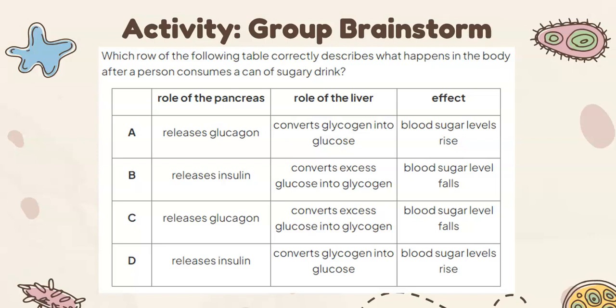So here is an activity, a sample IGCSE question. It says, which row of the following table correctly describes what happens in the body after a person consumes a can of sugary drink? Now, in the table, you have a column for the role of the pancreas, the role of the liver, and the effect. So which of these four rows, row A, row B, row C, row D, correctly describes what happens in the body of a person after consuming a can of sugary drink? Okay, so let's hear what your answer is.